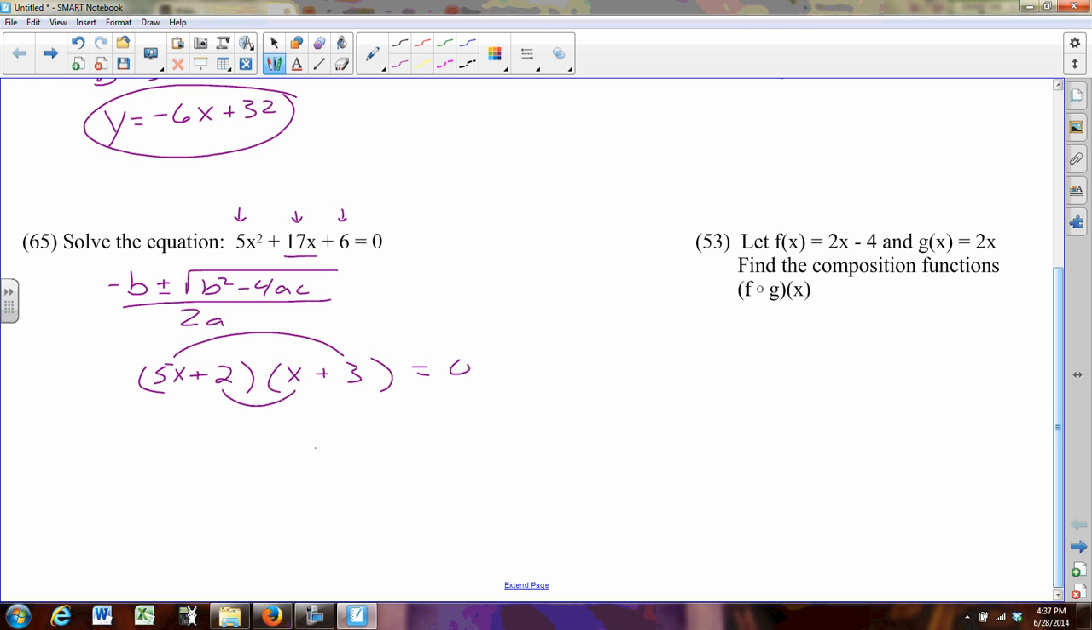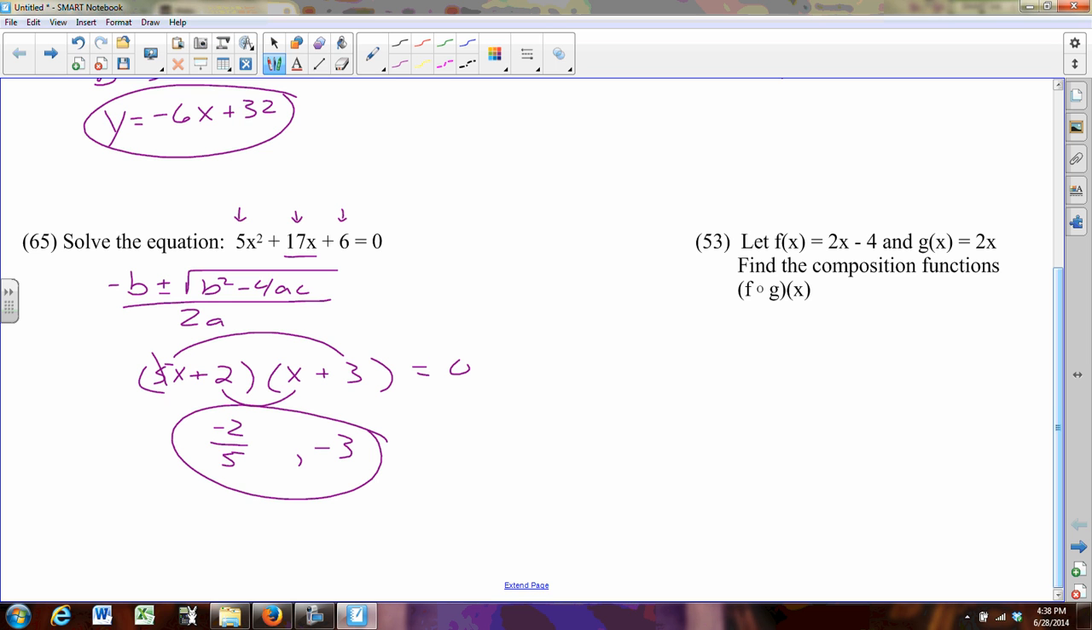Now to make this last term 0, that's an easy one. To make this 0, the first term, remember I want to get rid of the 5, so I'm going to put 5 on the bottom. That makes this 5 go away. Now x plus 2, I need a -2. So those are my 2 solutions, or roots, or zeros.